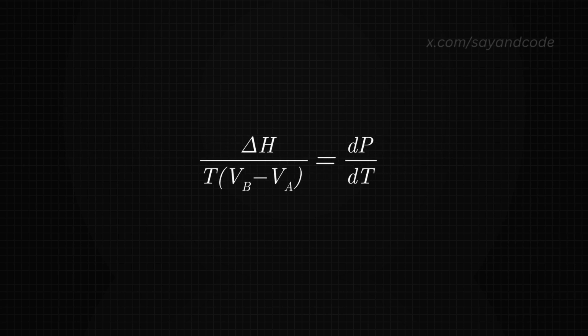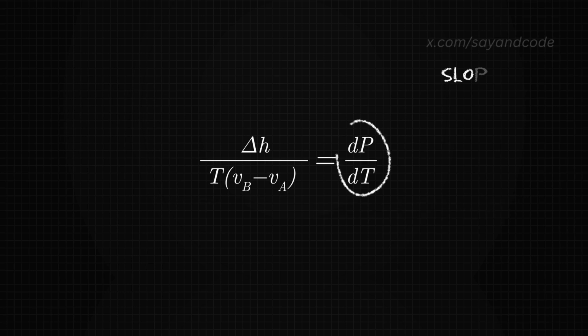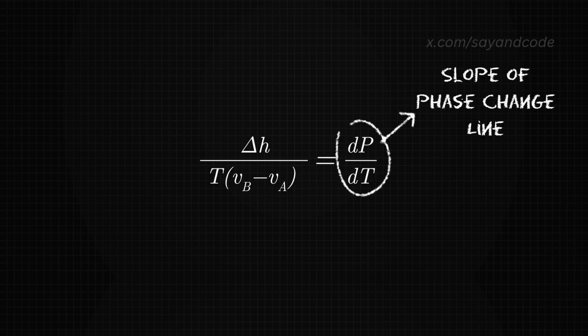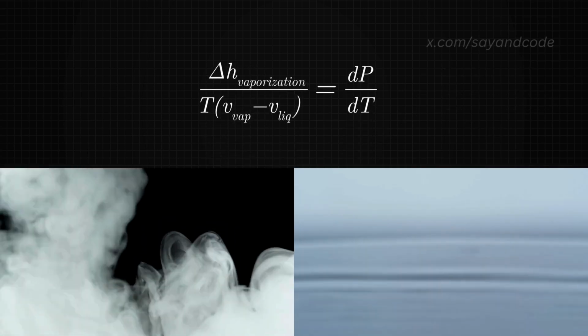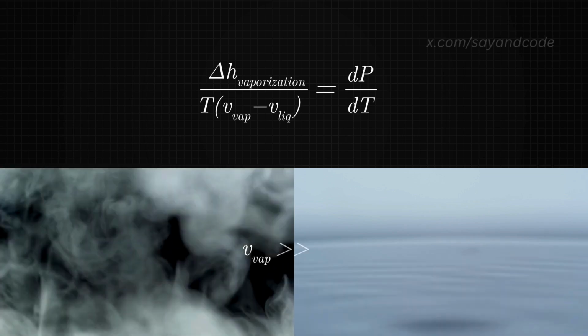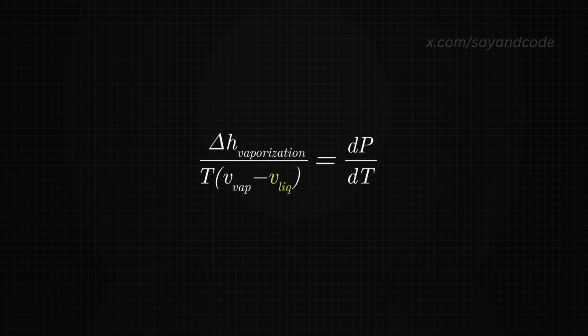If we think about the properties on a unit mass basis, that is, if we use specific enthalpy and specific volume, we get the equation known as the Clapeyron equation. We can use it to find the slope between pressure and temperature, for any phase change process. If we consider that phase A is liquid, and phase B is vapor, then the volume of vapor is much greater than the volume of liquid. So we can ignore the V liquid term in the denominator, and simply write it as V.